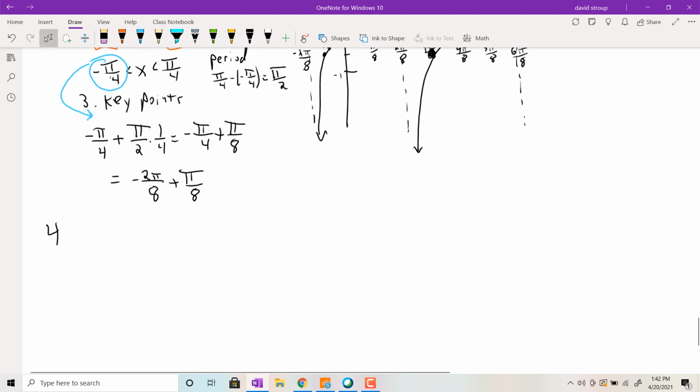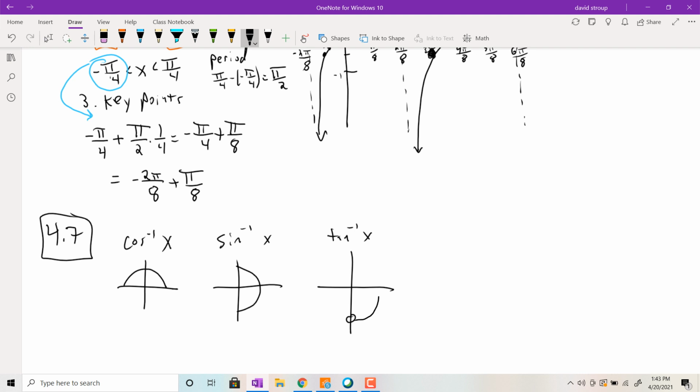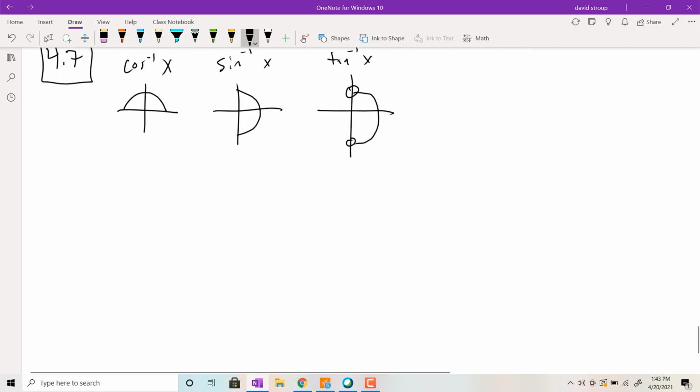In 4.7, we finally get back into this inverse function thing. I was talking a little bit about it. You kind of have to have these ideas memorized. For cosine inverse of x, the output will be from 0 to pi. And then for sine inverse of x, the output will be from negative pi over 2 to pi over 2. And then tan inverse, also negative pi over 2 to pi over 2, but not including those endpoints. Okay. So let's take a look at this in action.